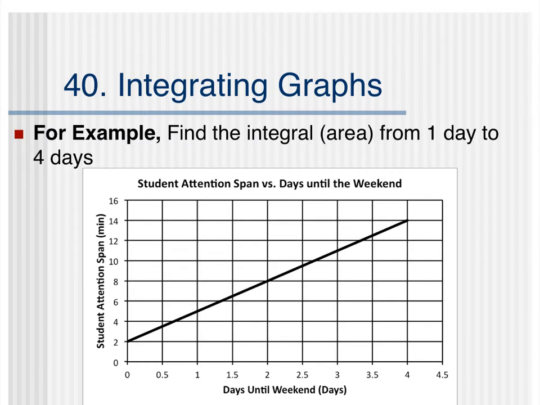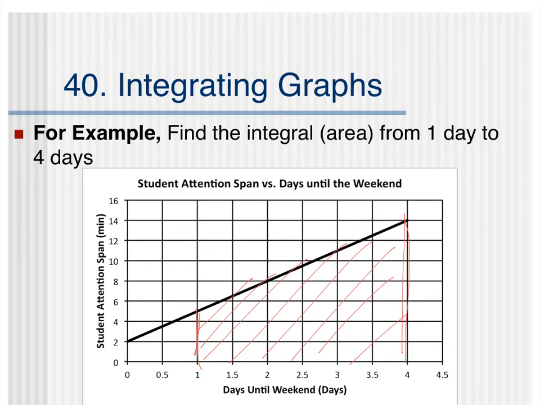We want to go ahead and find the integral, find the area from 1 day to 4 days. So this area here. Okay, so the first thing I'm going to do is I'm going to always shade in that area, the area between the line and the x-axis. And then I'm going to go ahead and think about how I can find that area. Now, you may recognize this shape here. It is a trapezoid. And maybe you remember the formula for the area of a trapezoid is 1/2 base 1 plus base 2 times height. But if you don't, that's quite alright, because we have another little trick we can do.